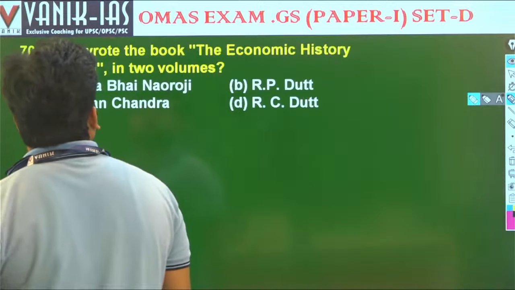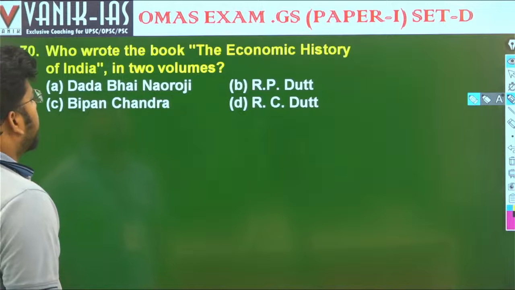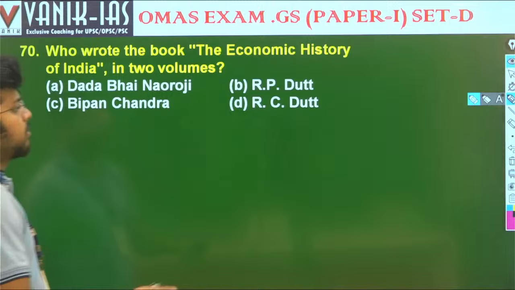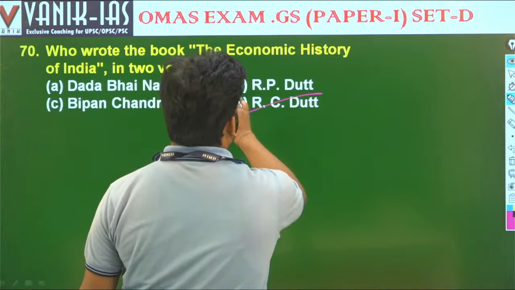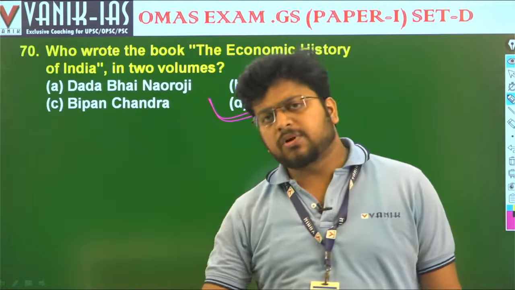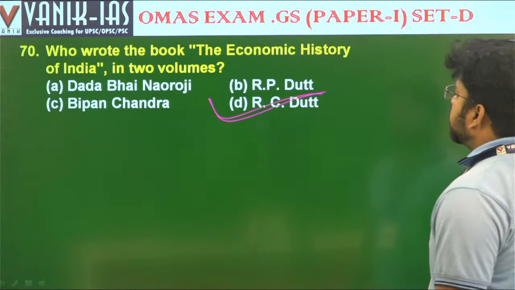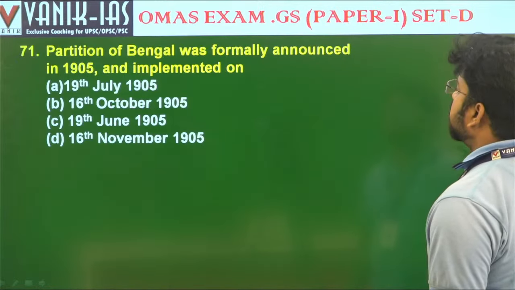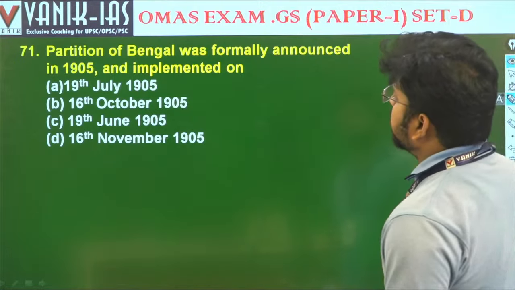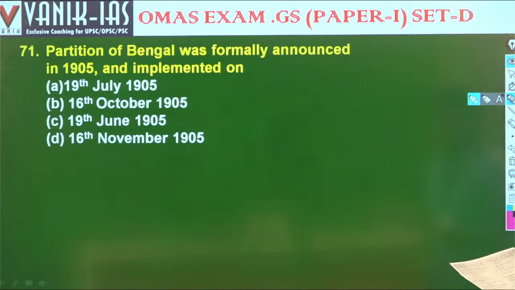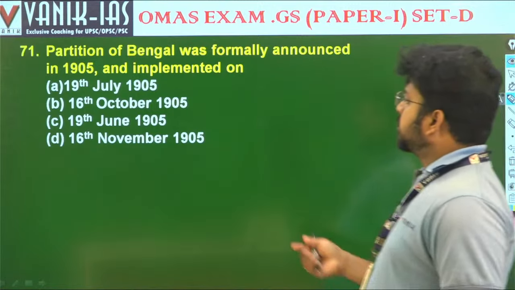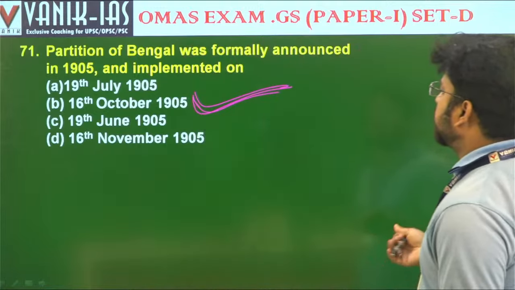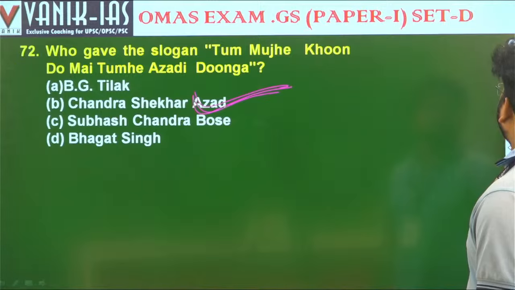Who wrote the book Economic History of India? It's a common question, asked many times, a previous year question in UPSC, SSC. RC Dutt, Economic History of India. Drain of Wealth was written by Dadabhai Naoroji. Bipin Chandra is among the recent modern historians. Next, the partition of Bengal was formally announced on 16 October 1905, by Lord Curzon, right? The Swadeshi movement also started after that.